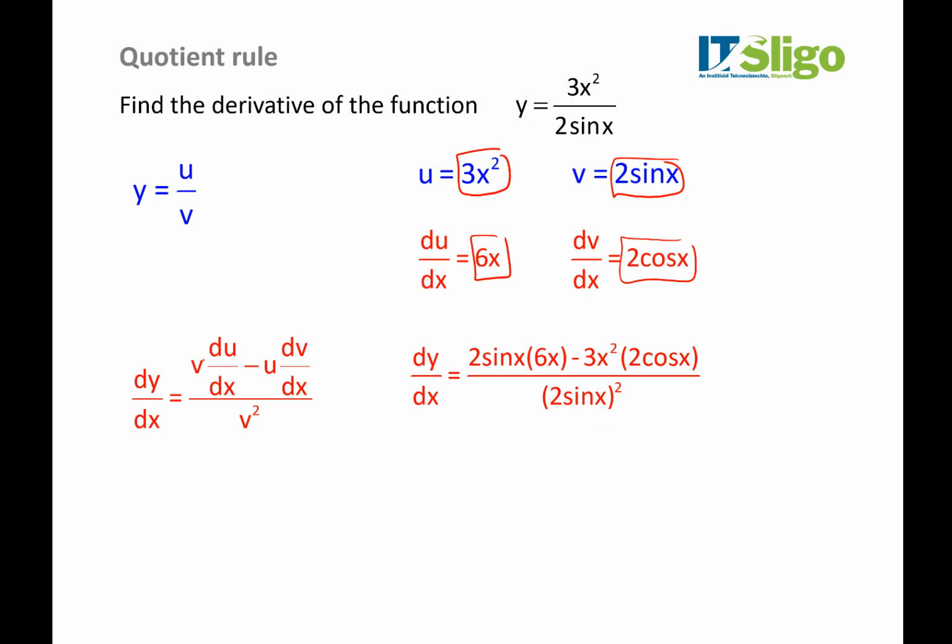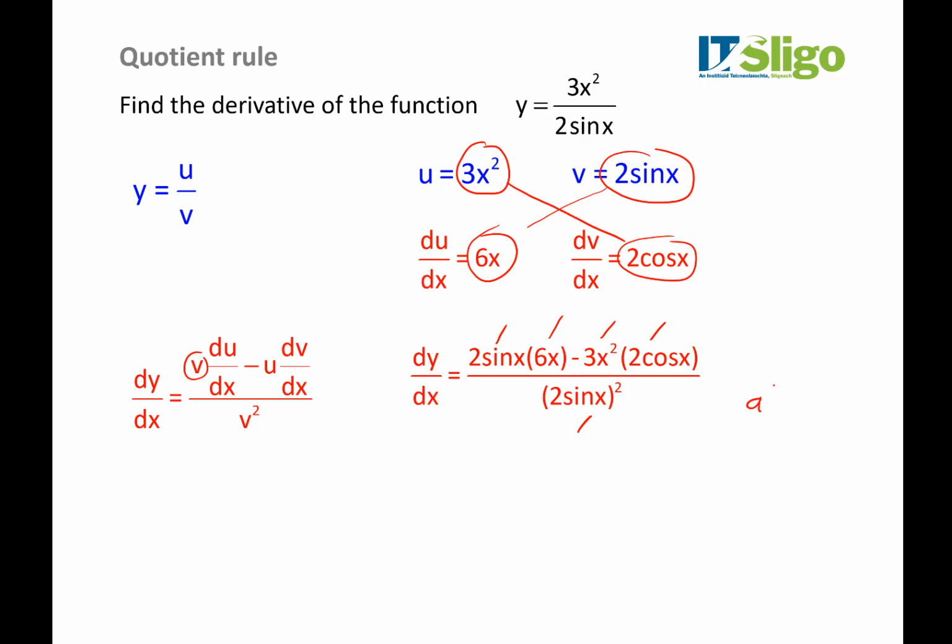So it's v du dx minus u dv dx. That's the top line. Then on the bottom, it's v squared.